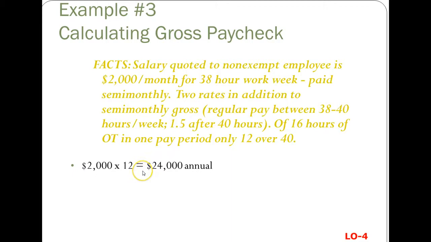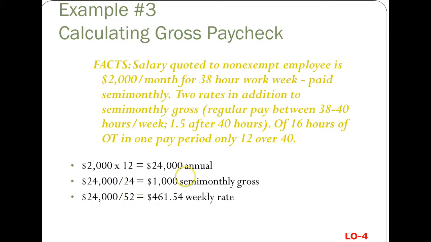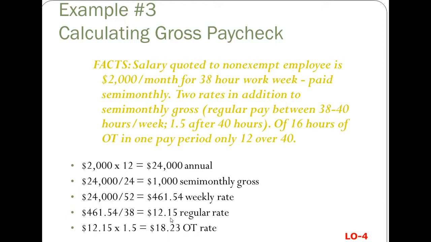So again, take the 2,000, times it by 12 to annualize it. Divide it by 24, so it's $1,000 semi-monthly. Divide that by 52 to get the weekly rate. This is what we did before. Then, since the semi-monthly rate is based on 38 hours, you divide it by 38, not 40. 12.5 is the regular rate, times that by 1.5, and you end up with the overtime rate of 18.23.